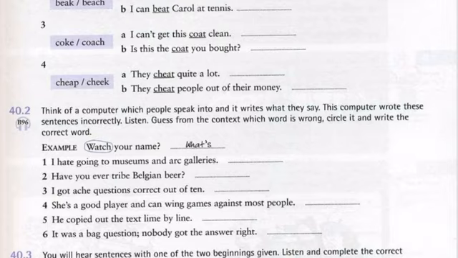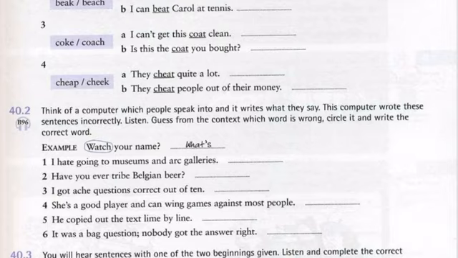I can't get this coat clean. "Coat clean." The T will turn into K. The second one, sentence B, is "this coat you bought?" "Coach." T and Y will turn into Ch. So "coke" in the first one, "coach" in the second one.